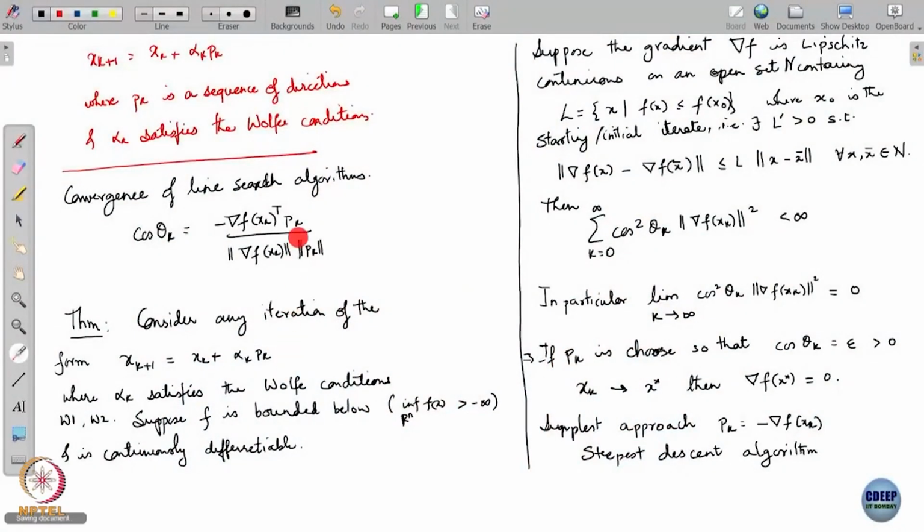So, when you are designing these sorts of algorithms, or coming up with your iterate, so long as you make sure that the cosine of the angle continues to be bounded away from 0, you should be fine, and your iterates will take you to a point where the gradient vanishes.